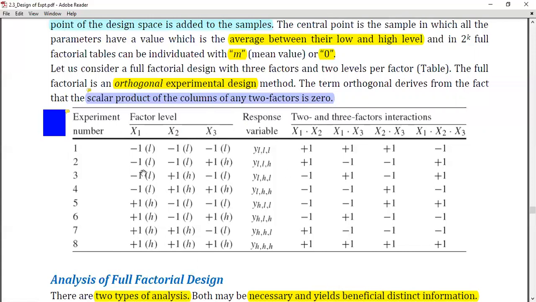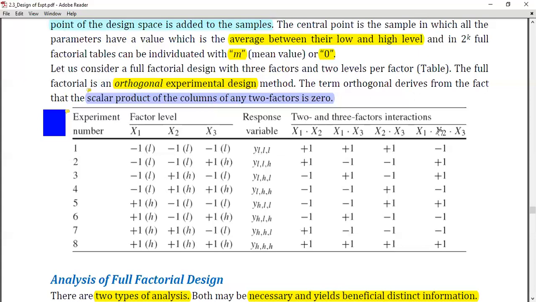Alright, if you have observed carefully, the sum is 0 throughout all the columns. That is the meaning of this: the scalar product of the columns of any two factors is 0. If you take individual primary factors, the sum is 0. If you take a product of 2, x1 into x2, -1 into -1 is +1, like that, you take the scalar product and sum it, it will be 0. So individually their sum is 0, in the experimental combination, and their product combination is also 0.